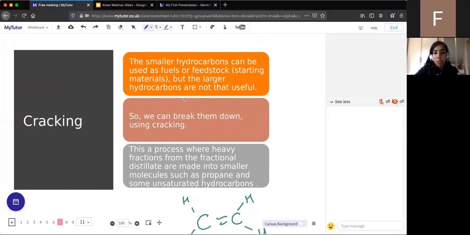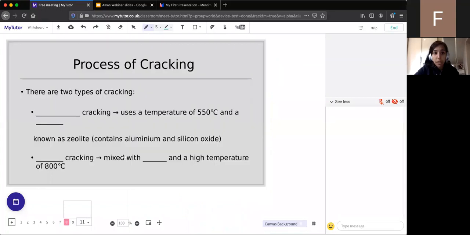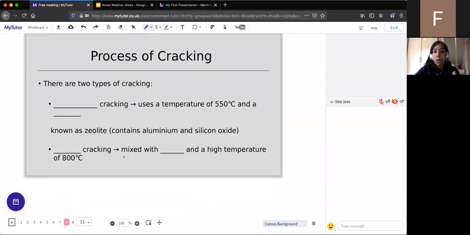So just a quick recap of what cracking is. We do cracking to the fractional distillate that comes off when we do fractional distillation of crude oil to produce the smaller molecules such as propane and alkenes. In exam questions, they would never expect you to know what's produced from cracking, but they will ask you questions that make you have to almost work it out. So we'll do a couple of those questions in just a second. But before we do that, let's just go through the process of cracking.